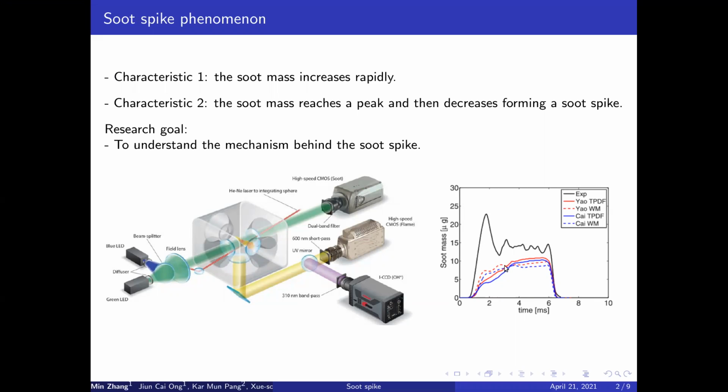In this picture, we also can see some blue and red lines. These are some results from others' simulation. It's very clear that they cannot predict the soot spec very well. So in our study, the research goal is to predict the soot spec and understand the mechanism behind this soot spec.